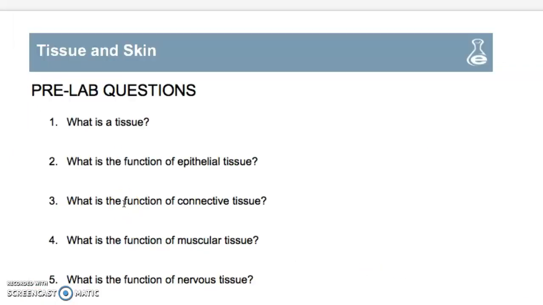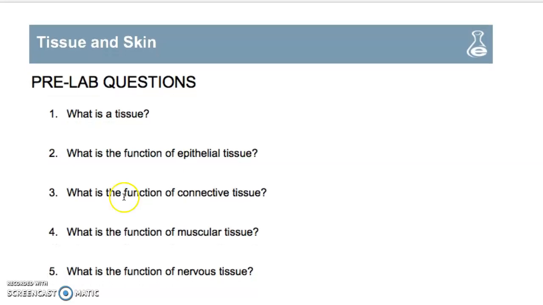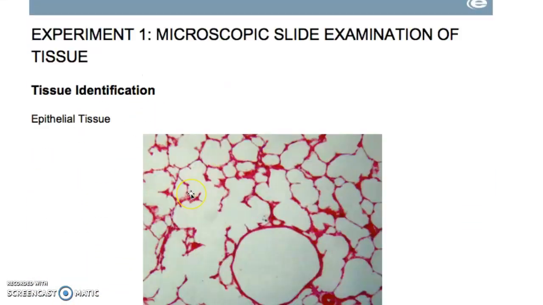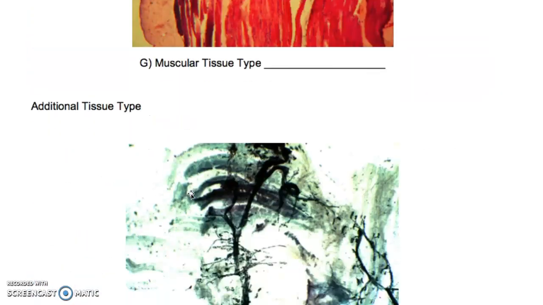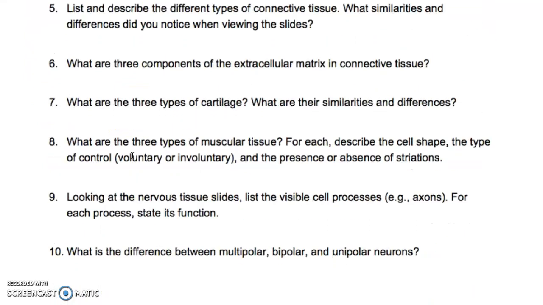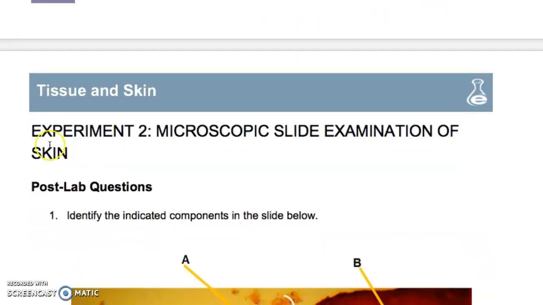This is that same lab workbook file that we already had open, right? This is the tissue section. We didn't have to do that. You had to do this tissue identification, right? And then you didn't have to do the post-lab questions. And this is all experiment 1 still. You can see this document's like 12 pages long. So now we're at experiment 2, the skin one. This is where you're supposed to be.